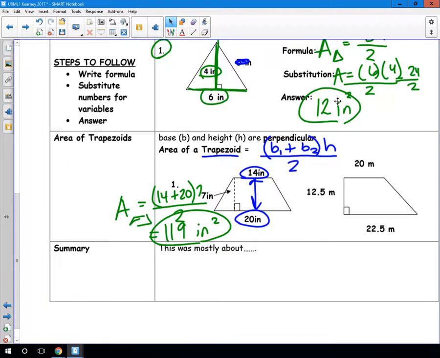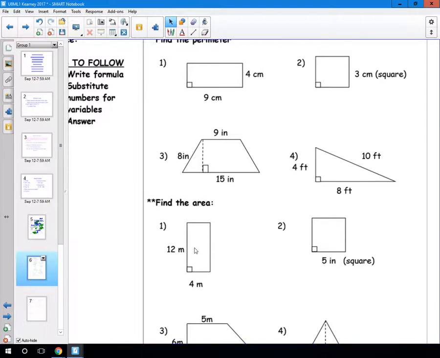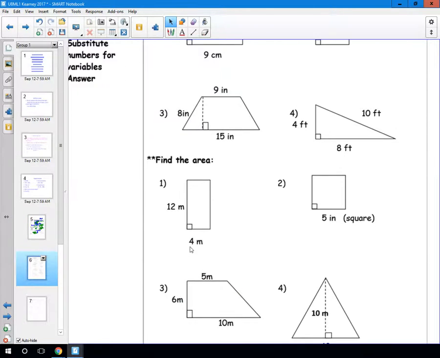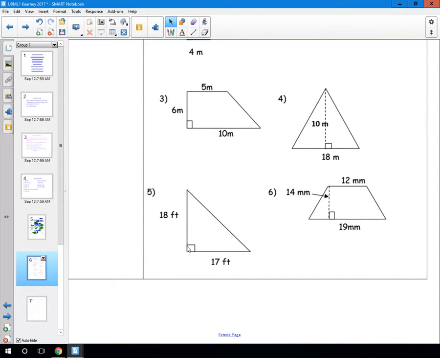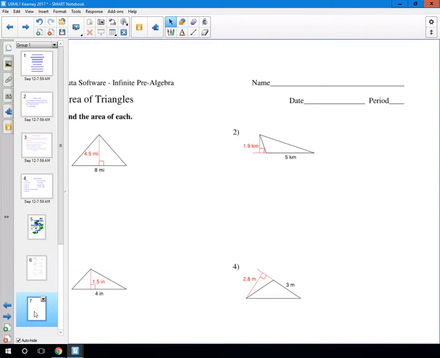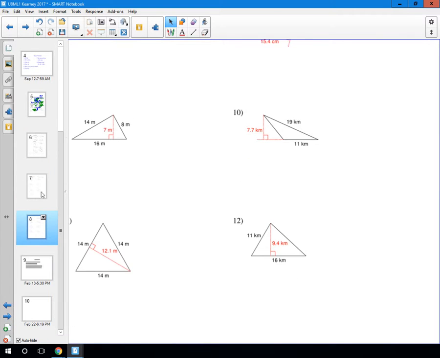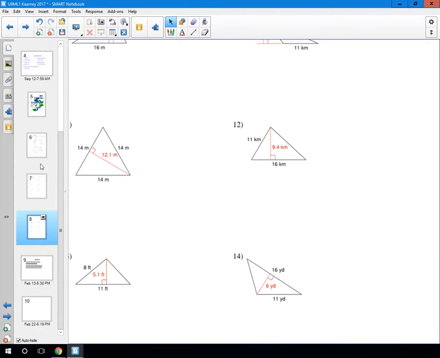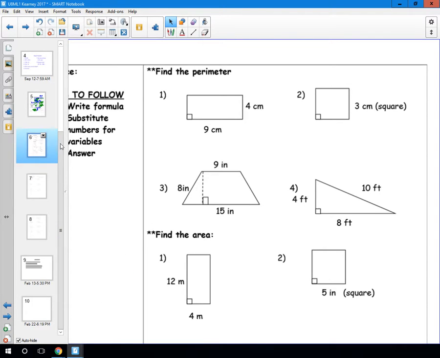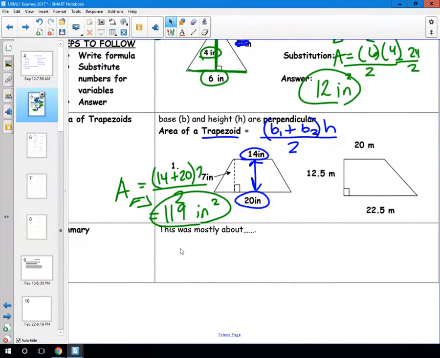All right, I'm going to do one more with you. Now let's see if we can pick a little bit more challenging problem to do together. Okay, let's look at the practice problems. We're actually just going to do that second one there.